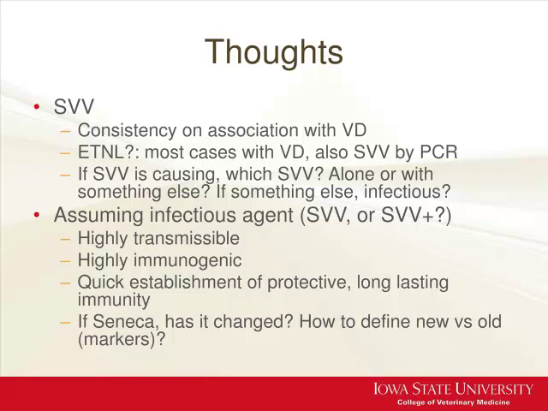It's still puzzling that we don't find lesions associated with those neonatal losses. So it's important to keep in mind that there might be some other agents, infectious or not, playing a role in that mortality. Assuming that it's an infectious agent, if it's Seneca or Seneca with something else, it's highly transmissible. We saw the map. It should be highly immunogenic, and it established a protective, long-lasting immunity, as it only lasts for 4 months and there are no reports of rebreaks.